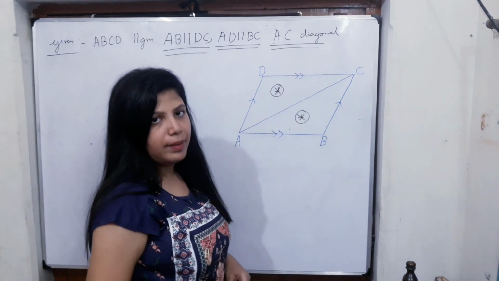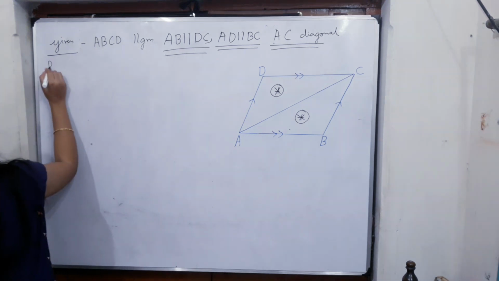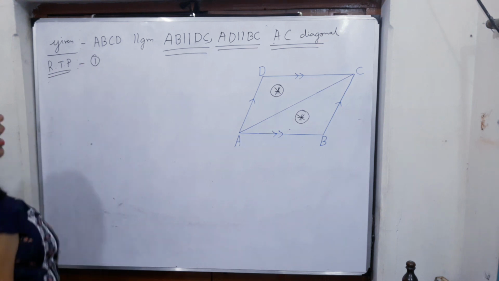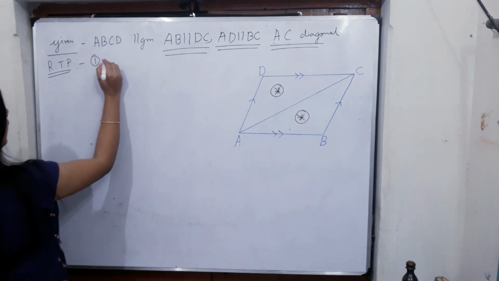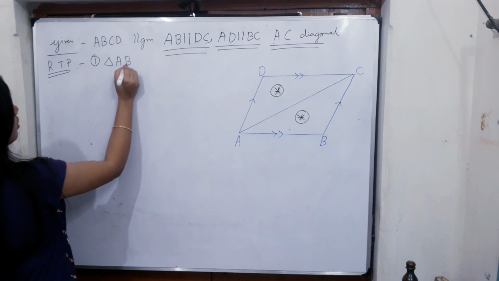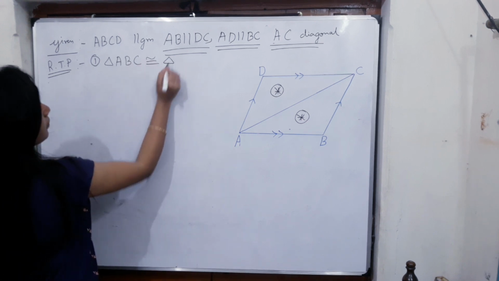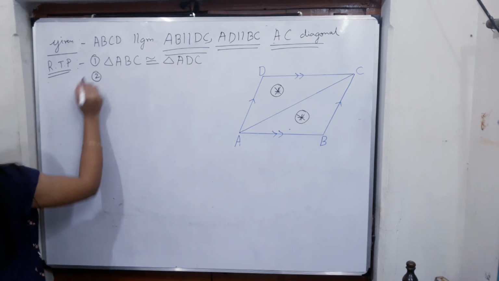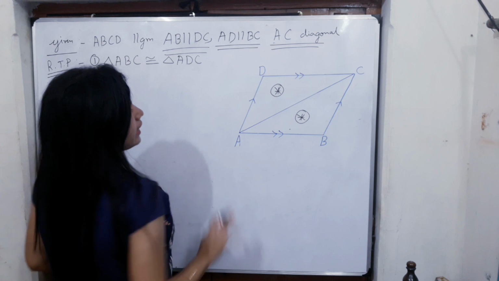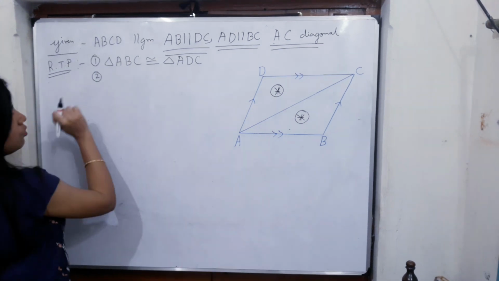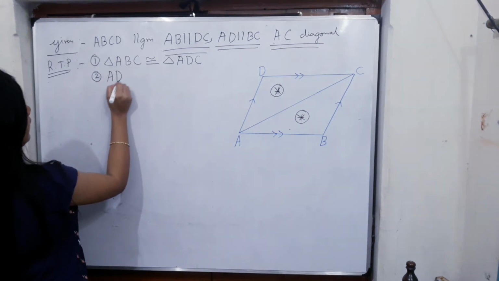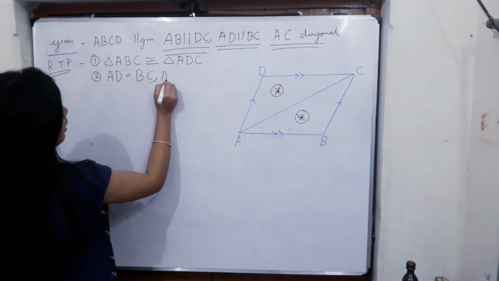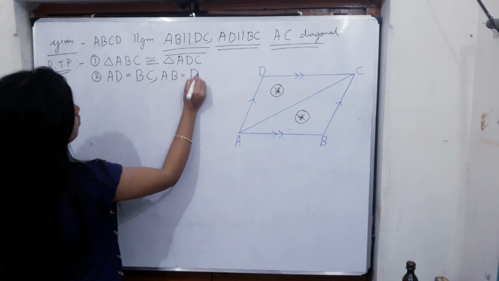Now what is RTP here? Number 1, I have already told here that triangle ABC is congruent to triangle ADC. Number 1 RTP is both of the triangles are congruent. Number 2, AD equals BC and AB equals DC.